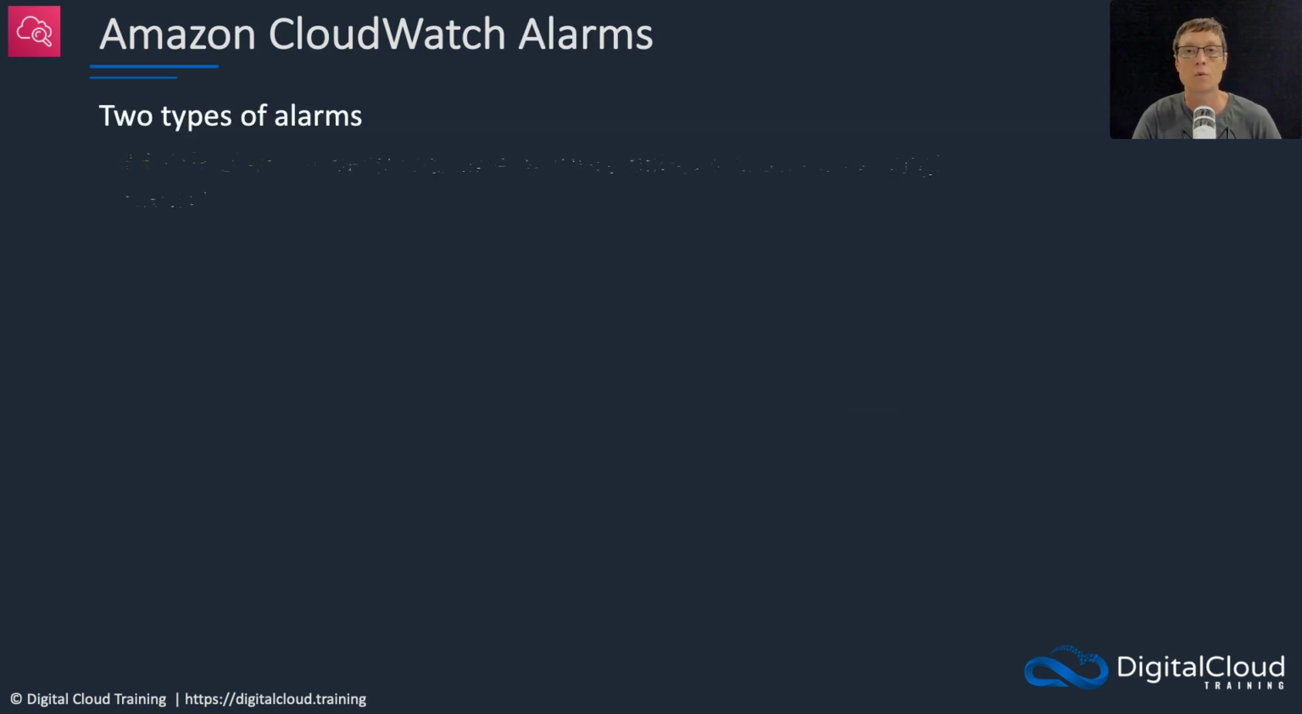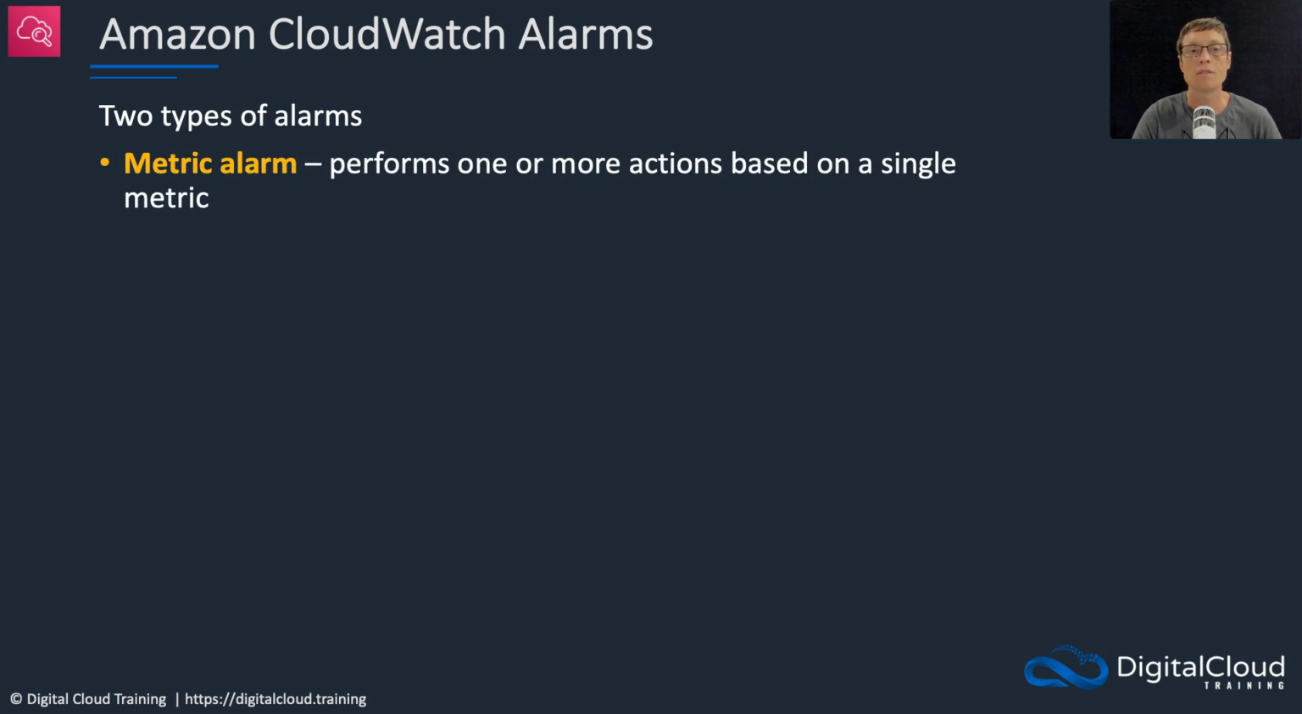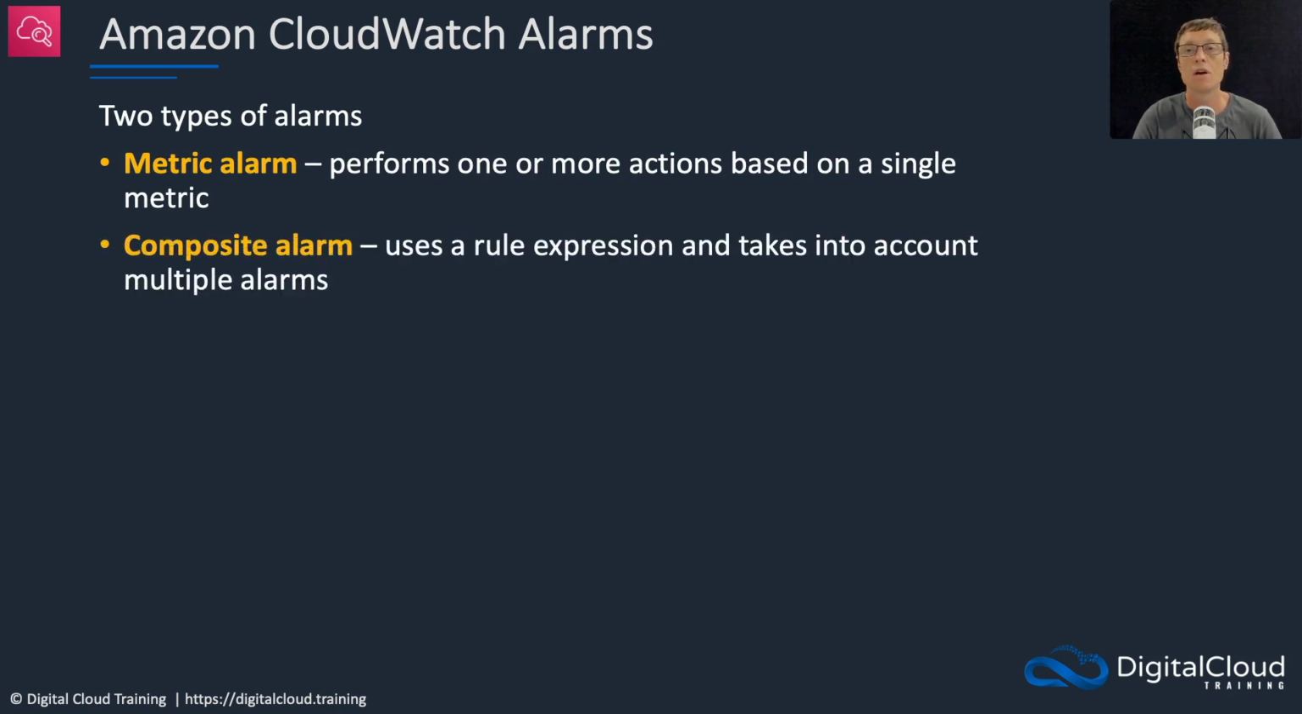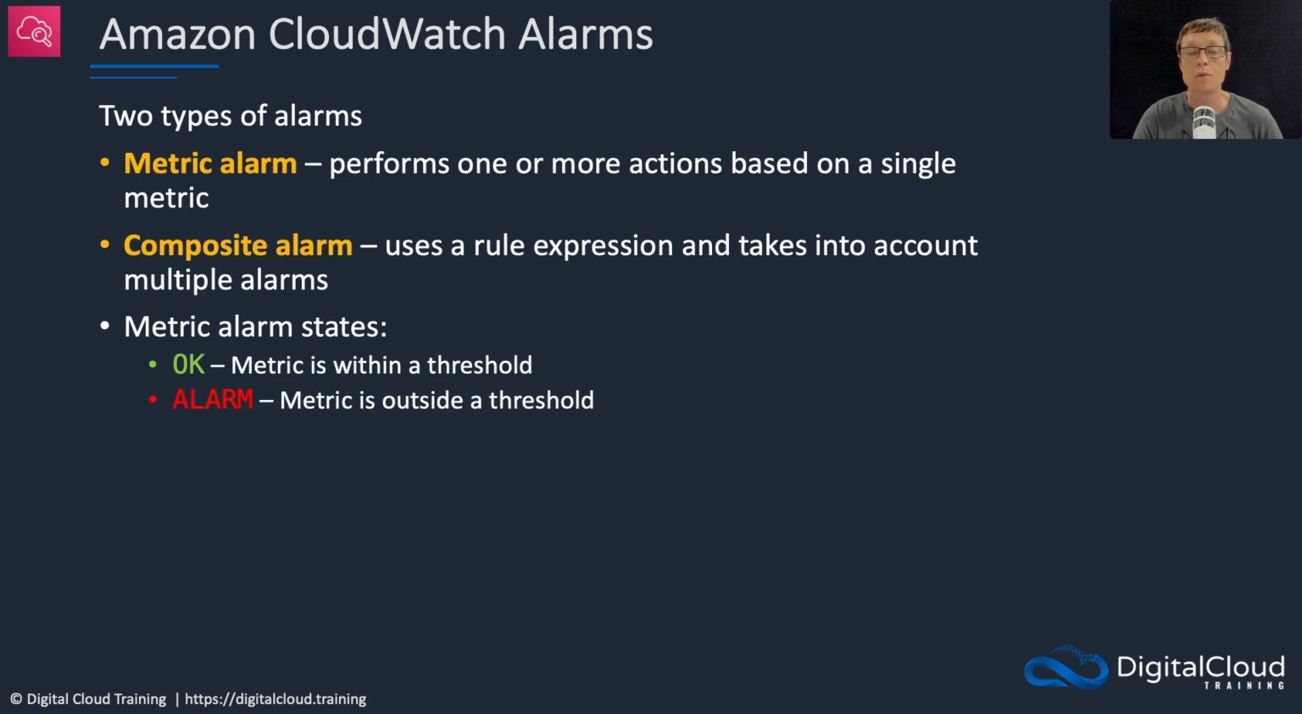So we then have CloudWatch Alarms. We've got two types. There's a metric alarm, which performs one or more actions based on a single metric, or a composite alarm, which uses a rule expression and it can take into account multiple alarms. The alarm states are OK, everything's good. Alarm, which means that your metric is outside of the threshold that you defined, or insufficient data, which is where there isn't enough data. And that's what you'll see when you first create an alarm. It will say insufficient data until it's actually got enough information.